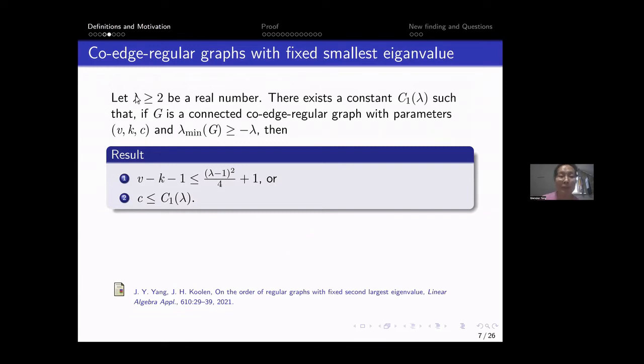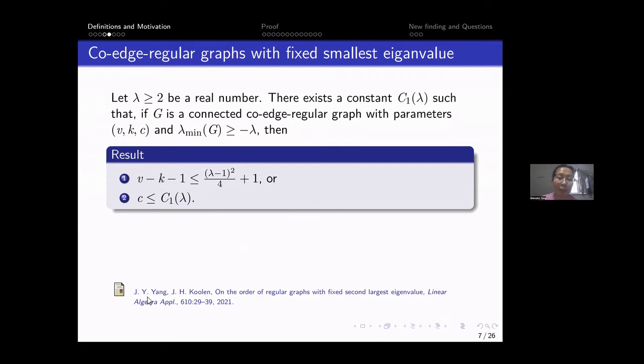Given a real number lambda, we can find a constant relative to lambda, let's say C1(lambda). It says that if G is a connected co-edge regular graph with parameters V, K, C, and its smallest eigenvalue is at least minus lambda, then either V minus K minus 1 is bounded by lambda, or C is bounded by a function of lambda.